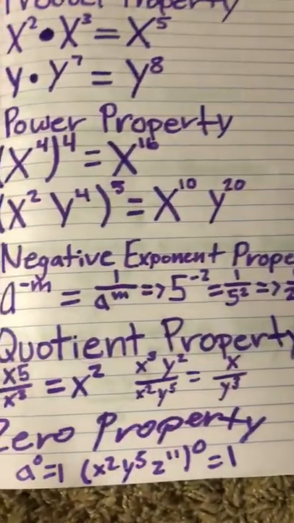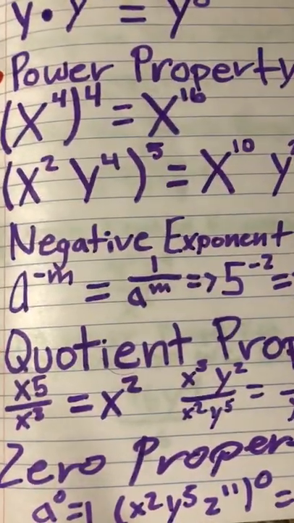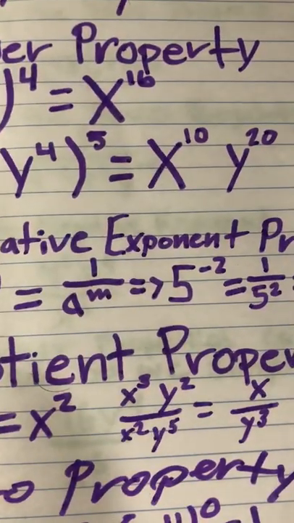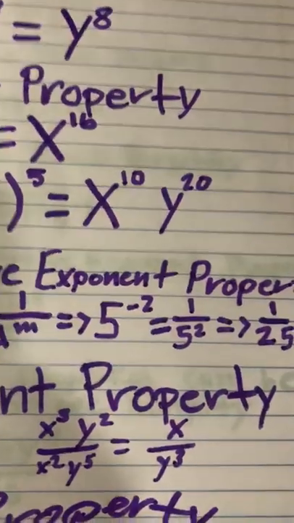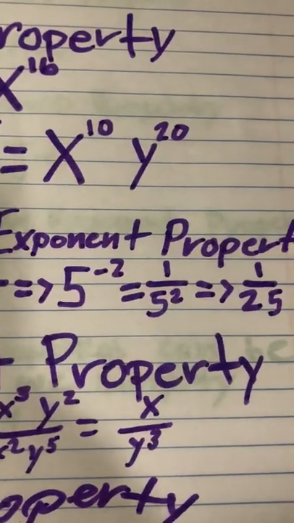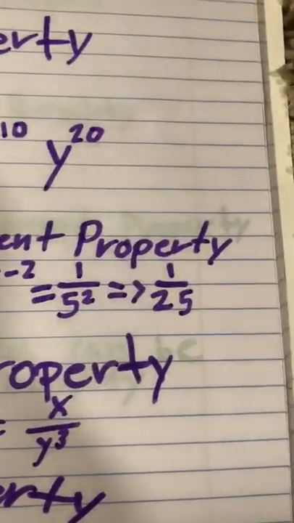The negative exponent property states that any number with a negative exponent simply makes it 1 over that number with a positive exponent. Here's an example showing 5 to the negative 2 equals 1 over 5 squared, which simplifies to 1/25.